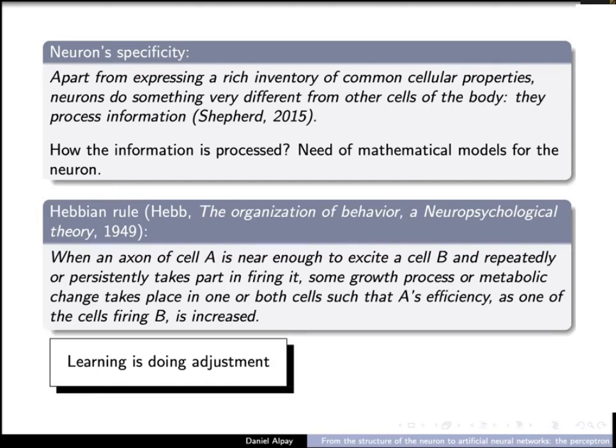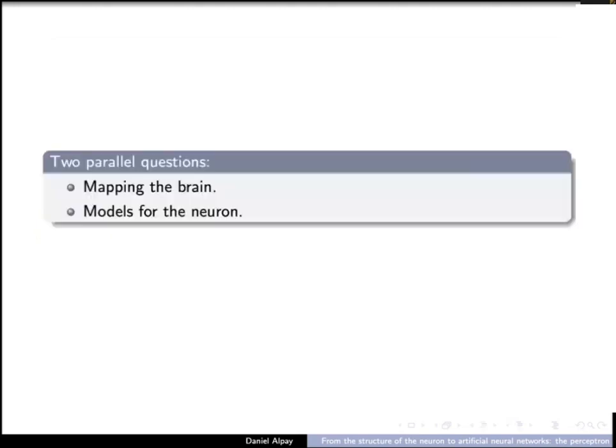I will not read the sentence, but basically it says if two neurons are close together and one grows, they will grow together. So that's basically the idea. And in other words, learning is doing adjustment. Now, there are really two parallel questions: a mapping of the brain and models for neurons.